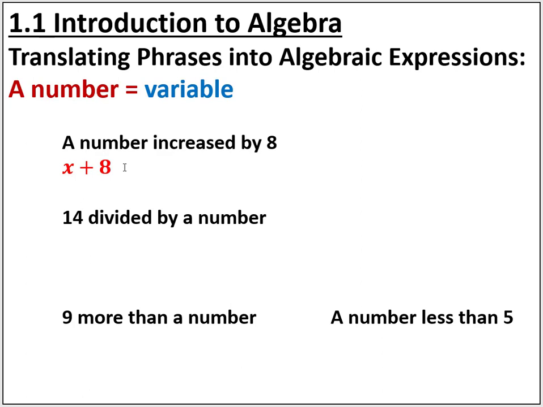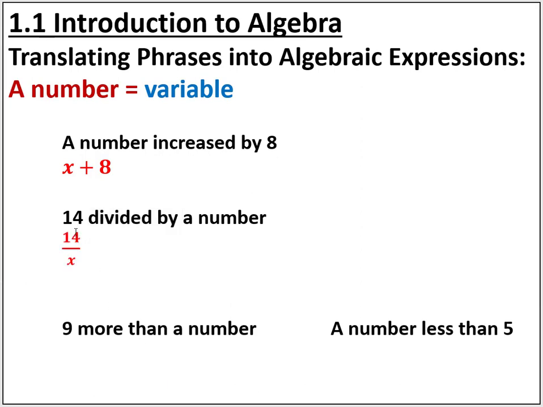Now, moving on to the next example, it says 14 divided by a number. So we have divided by. Since 14 is in the front, we're going to put that first. And then at the end, it says a number, so that's going to be our x variable. We're going to put that second. So when we rewrite our final answer, it's going to be 14 over x, or if you want to write it horizontally, 14 divided by x.